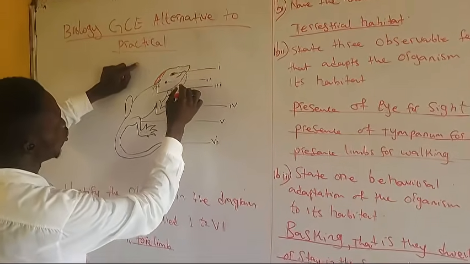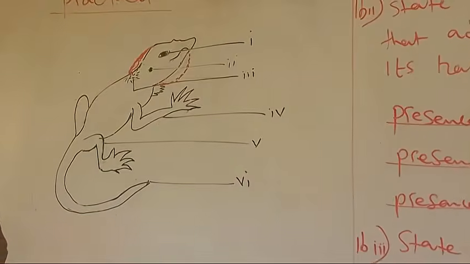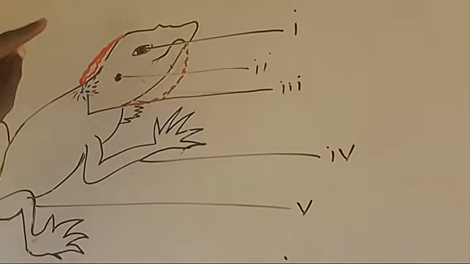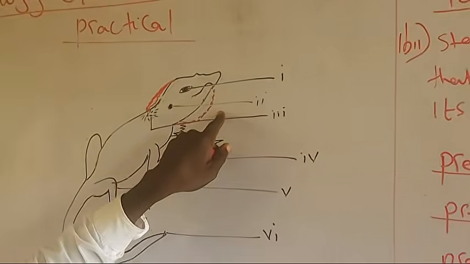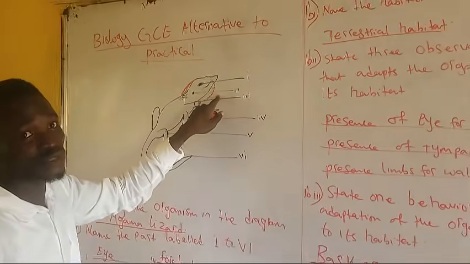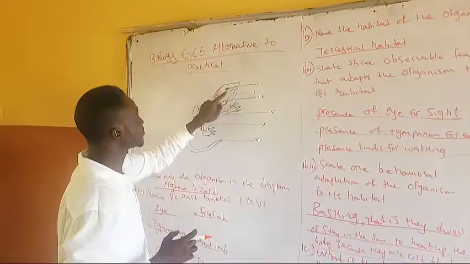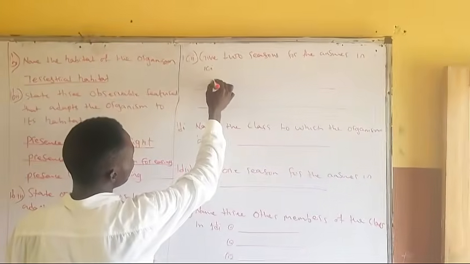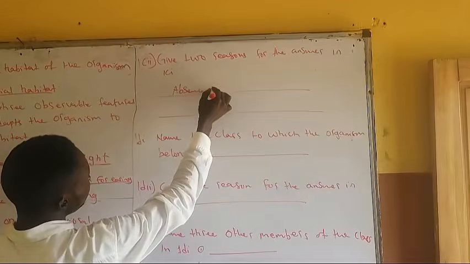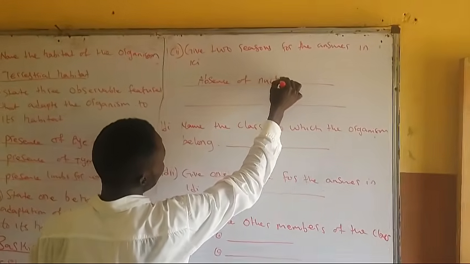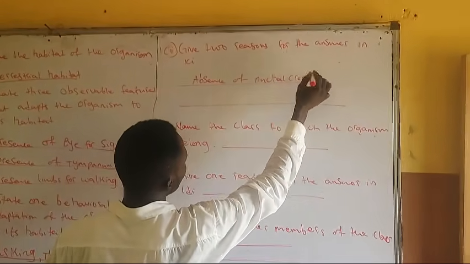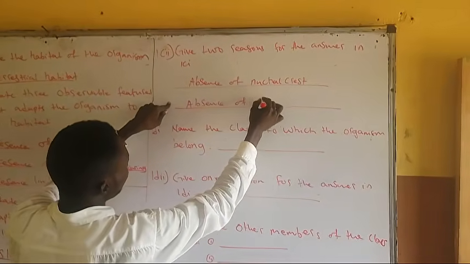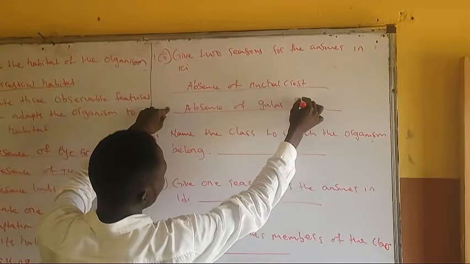It's very broad to widen up their buccal cavity. It is called gular fold. Gular fold. So with this present and this present, we can refer to it as what? A male. But because they are absent, it is what? Female. So let's write absence of nuchal crest and also absence of gular fold.